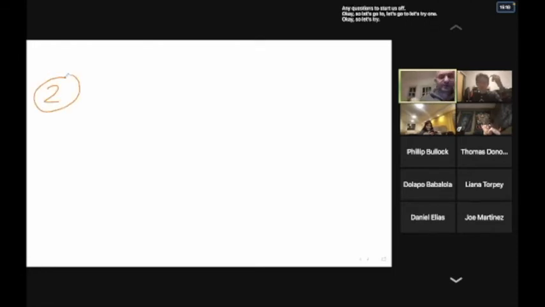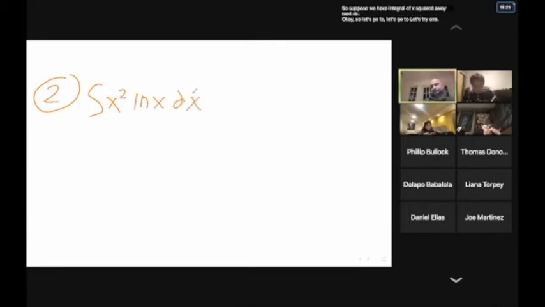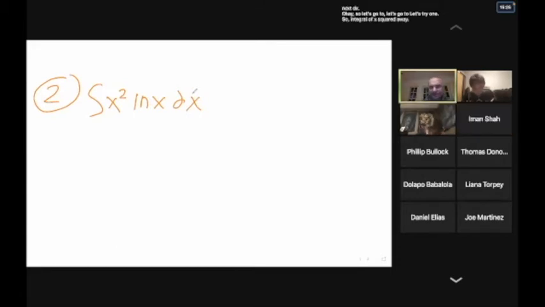Okay, so let's try one here. So suppose we have the integral of x squared ln x dx. So this is another case where we have an integral of a product, and u substitution is just not conducive to getting an answer here. Letting u equal one of those two things and using u substitution will not yield anything.